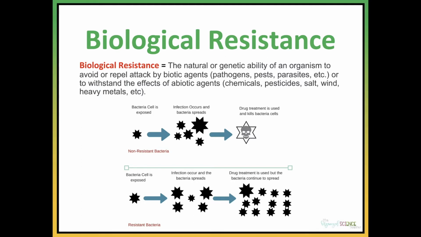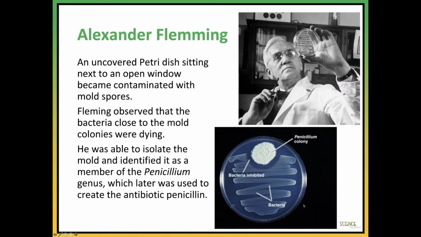So taking a look at the picture on your screen, you can see that non-resistant bacteria, when treated with some sort of drug like antibiotics, are killed. Whereas resistant bacteria, when treated with that same drug or antibiotic, are not killed and are instead able to continue spreading. So a little background on antibiotics.